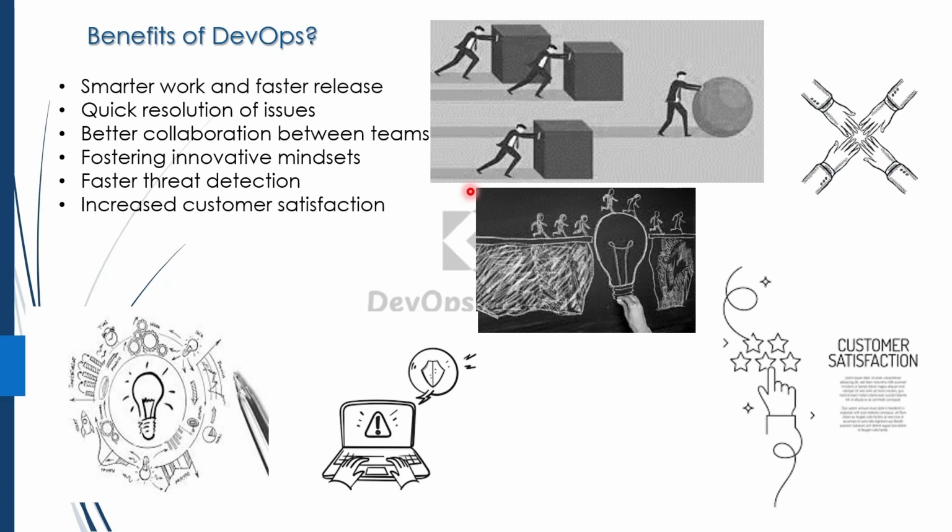The next one is increased customer satisfaction. There is nothing better than a faster release or quality product, and that should be value to the customer. Next is providing the much needed edge. Whatever information needs to be included in the software is included in DevOps. So these are the main seven points which are benefits of DevOps.